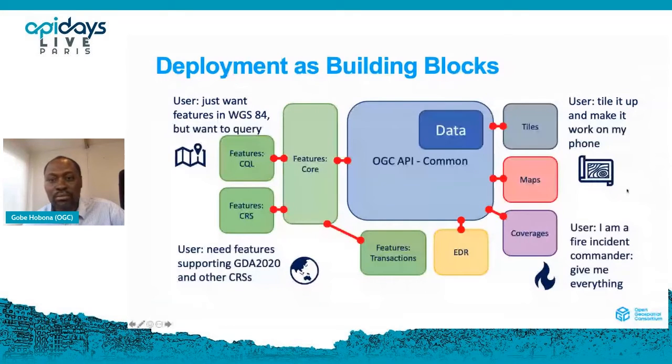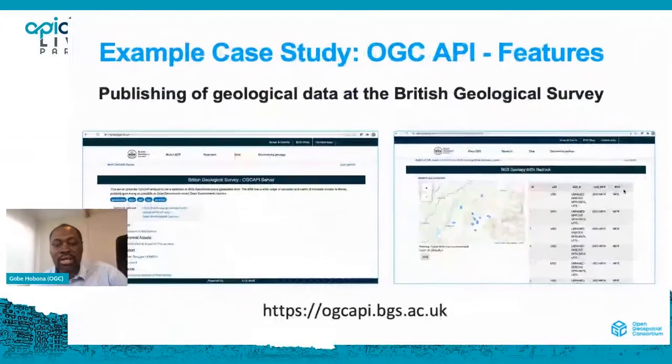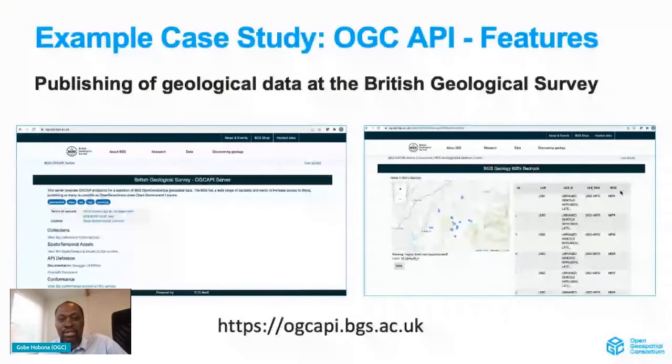So let's look at a number of case studies. An example case study for OGC API features is the data publishing site offered by the British Geological Survey. The British Geological Survey publishes its geological data through an implementation of OGC API features, and you can actually access it at the URL shown on this slide.